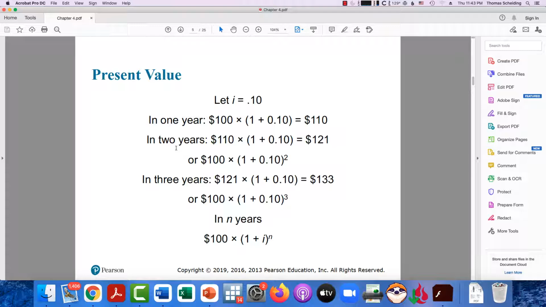Well, as we can see here, it would be $100, which is that original amount I could get now, times 1 plus the interest rate. Then you can see that if it's 2 years from now, I need to square it. If it's 3 years from now, I need to cube it. And what this is saying is that $100 today is the same as getting $133 3 years from now. That the two are essentially the same. And we found that through the present value.